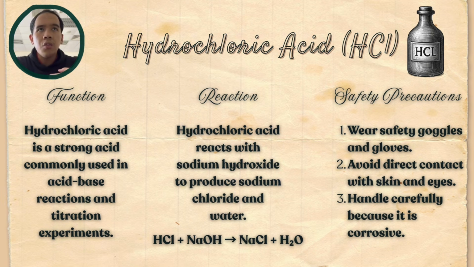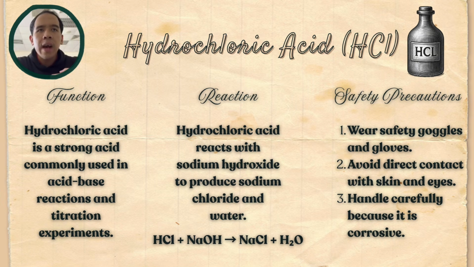Hydrochloric acid is a strong acid that is commonly used in chemistry laboratories. It is mainly used in acid-base reactions and titration experiments. Its function is to react with alkalis to produce salt and water through a neutralization reaction. For example, hydrochloric acid reacts with sodium hydroxide according to the following equation. HCl plus NaOH produces NaCl plus H2O. These reactions form sodium chloride and water.